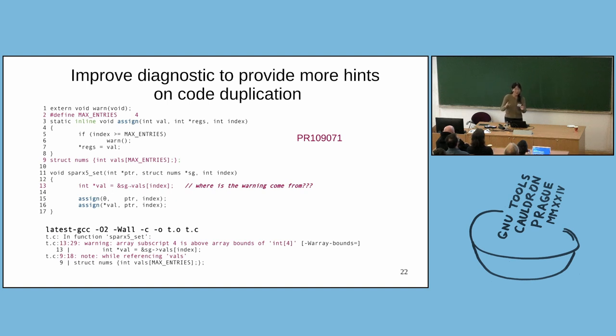The optimization called jump threading will duplicate code. That duplication introduces the warning. Actually, if we compile this small example with the latest GCC, you can see a strange warning for line 13. So the user will be very confused. Where does the warning come from? Actually, after we studied it, this is a real bug.